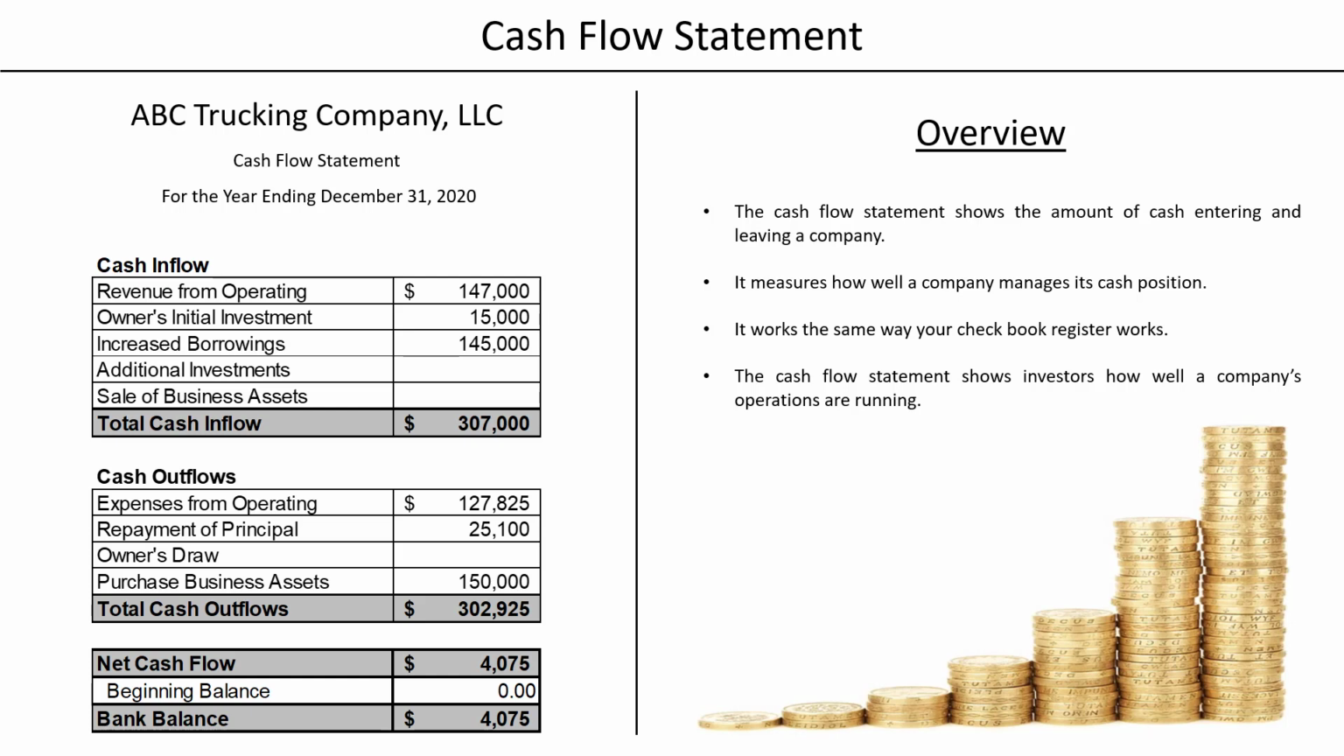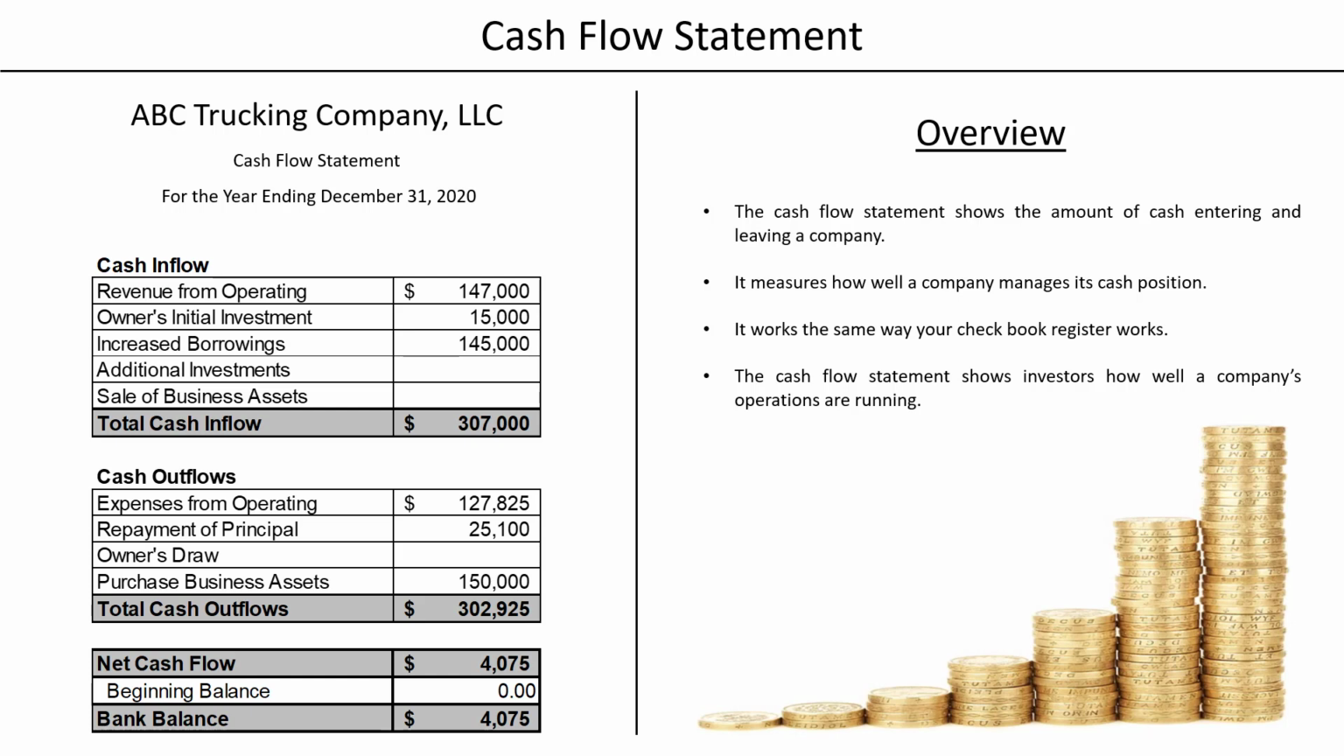If the owner withdrew funds from the business throughout the year, it will be recorded in this section as well. And finally, the purchase of the dump truck and other business assets are recorded here. And this gives them a total cash outflow of $302,925. If you subtract the total outflow from the total inflows, it gives you a balance of $4,075. This is the cash balance in the bank at the end of the year.